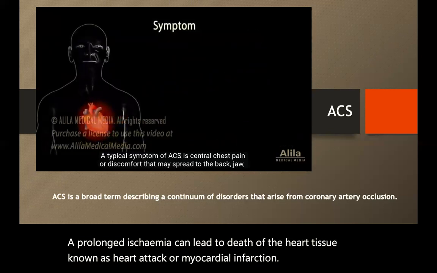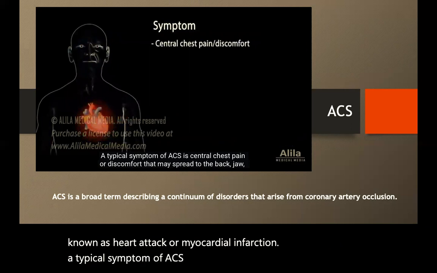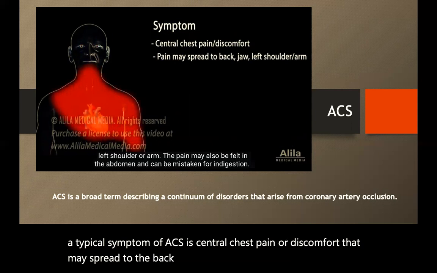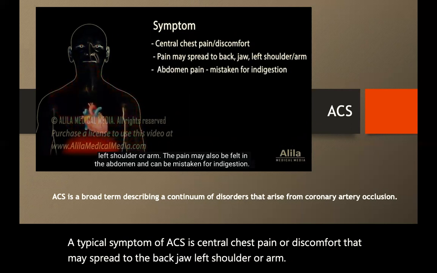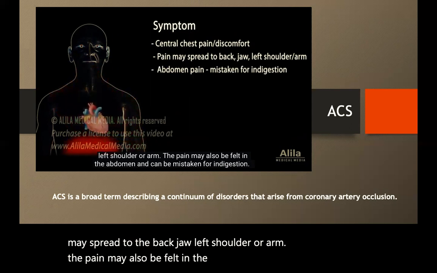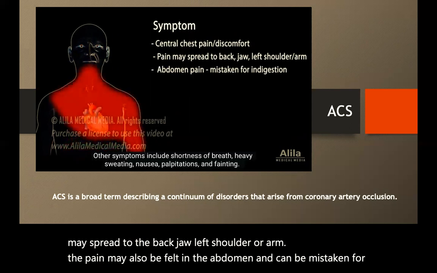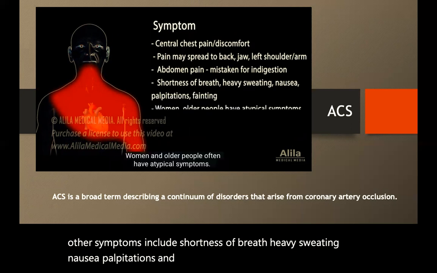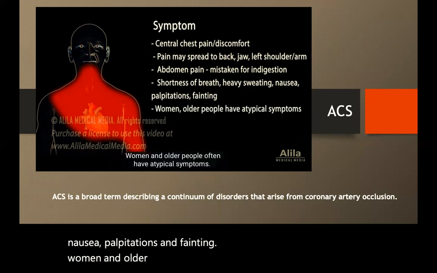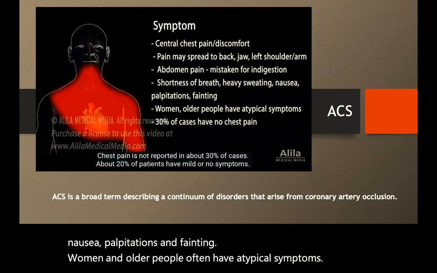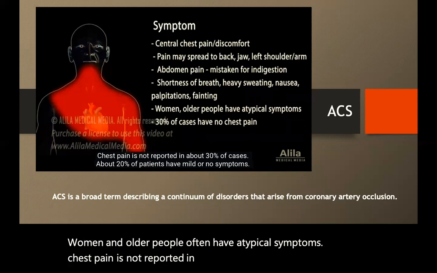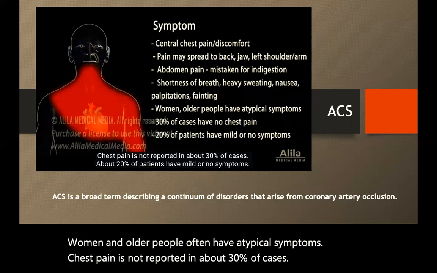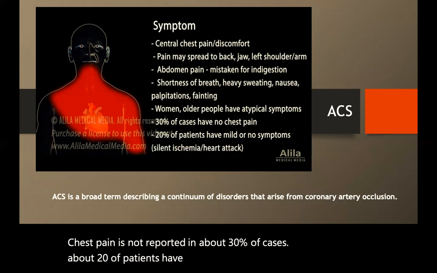A typical symptom of ACS is central chest pain or discomfort that may spread to the back, jaw, left shoulder, or arm. The pain may also be felt in the abdomen and can be mistaken for indigestion. Other symptoms include shortness of breath, heavy sweating, nausea, palpitations, and fainting. Women and older people often have atypical symptoms. Chest pain is not reported in about 30% of cases. About 20% of patients have mild or no symptoms.